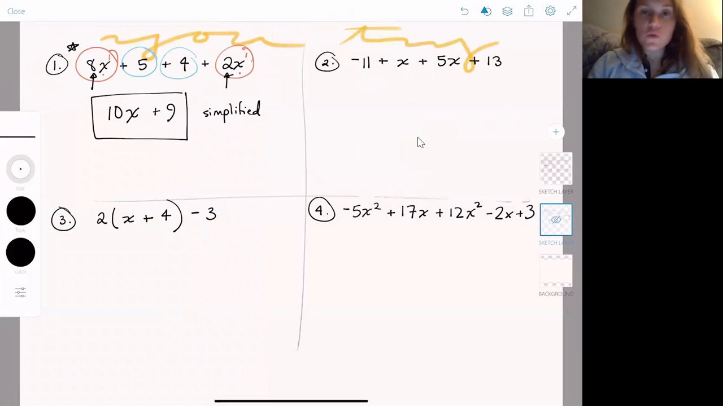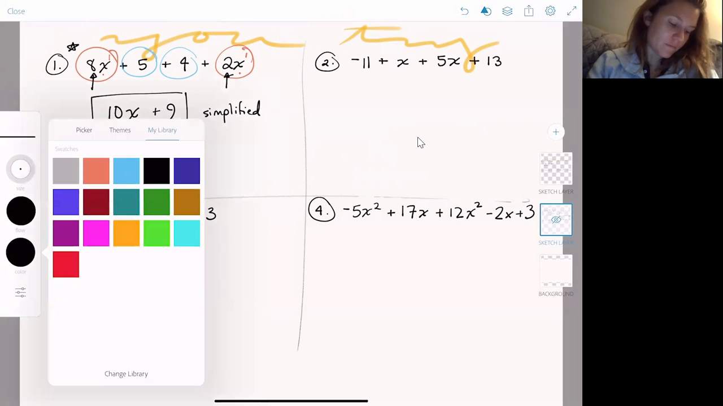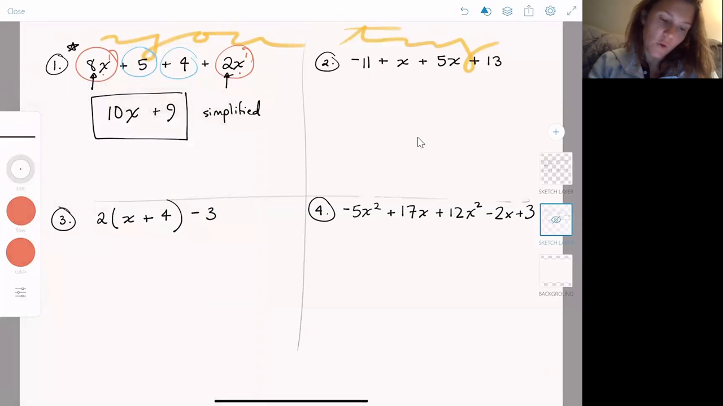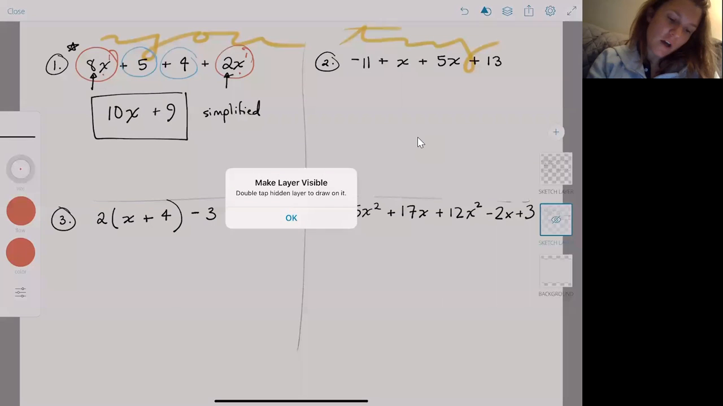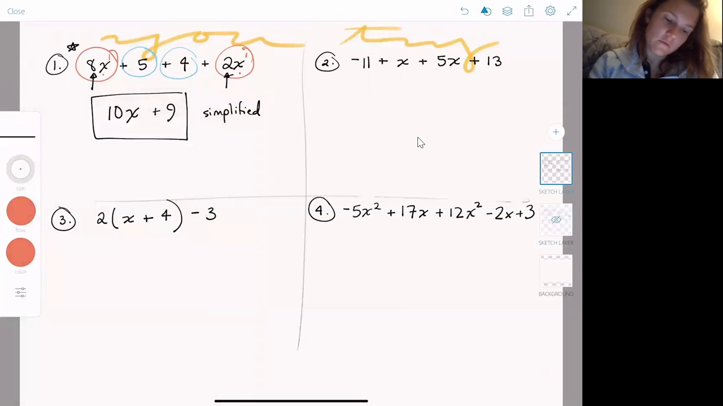Again, now you stop the video, try this one on your own before we do it together. Okay, so I'm looking here. I've got 5 positive x's, 1 positive x. 5 plus 1 equals 6x.